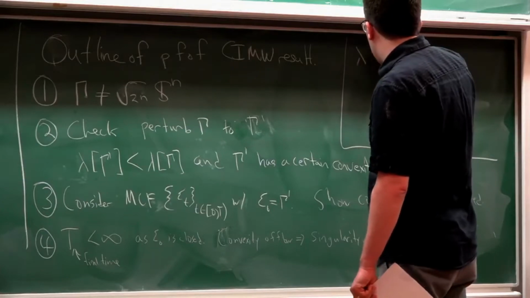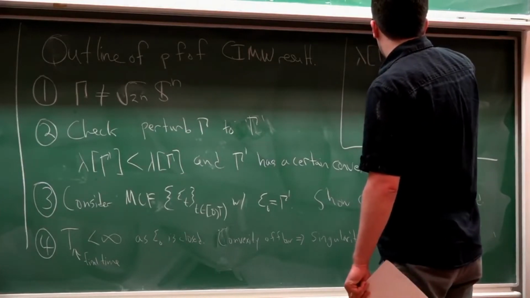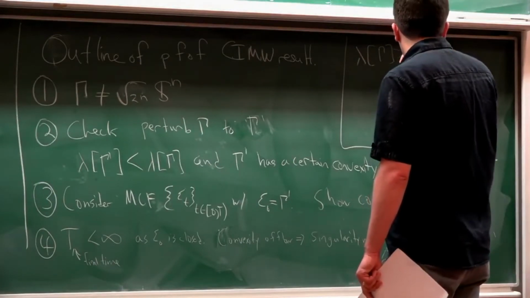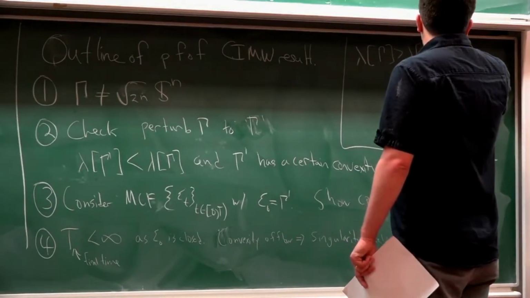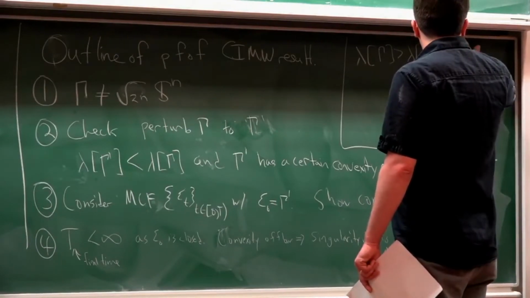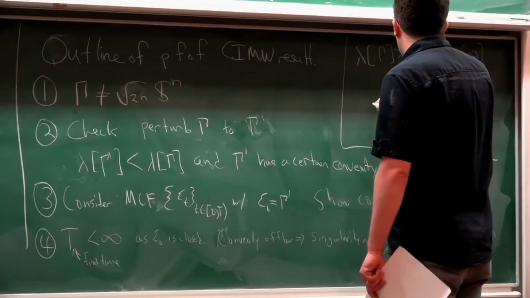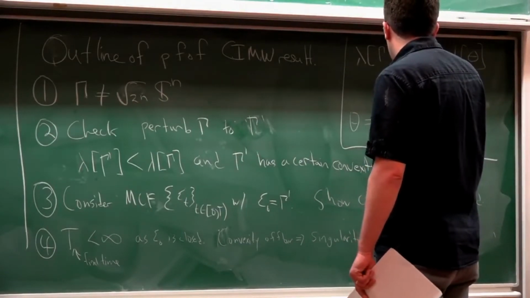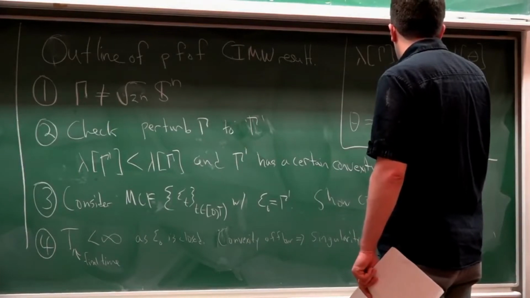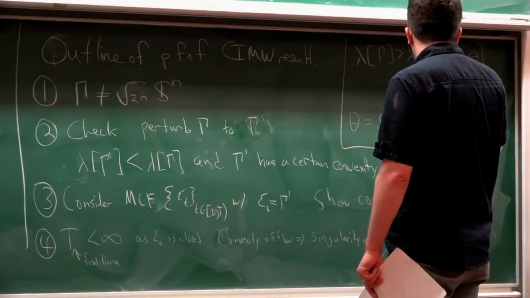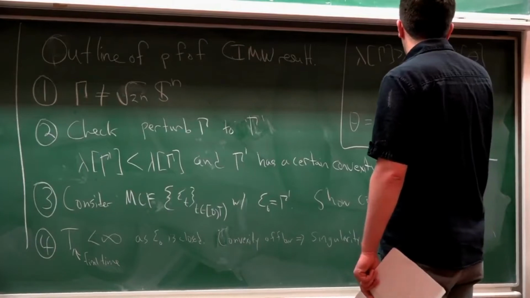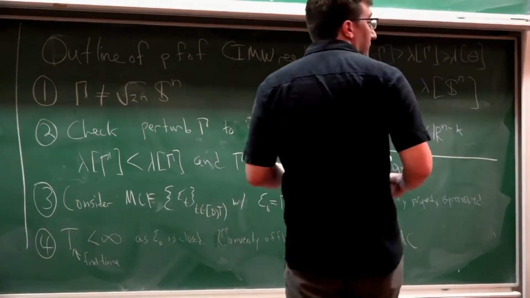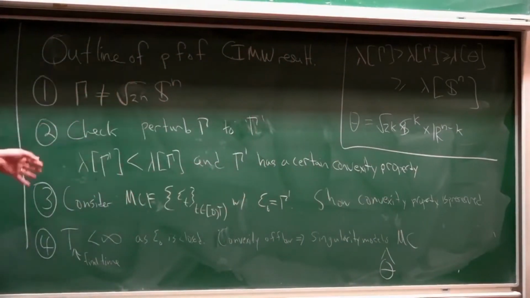The entropy of gamma is then, of course, strictly bigger than the entropy of gamma prime, which is then greater than or equal to the entropy of theta, the singularity model. But of course, the entropy of theta is, because it's mean convex, square root of 2k S^k plus R^(n-k). So this is, of course, bigger than or equal to the entropy of the sphere. Right, probably what we observed before. So that's the idea of the proof.